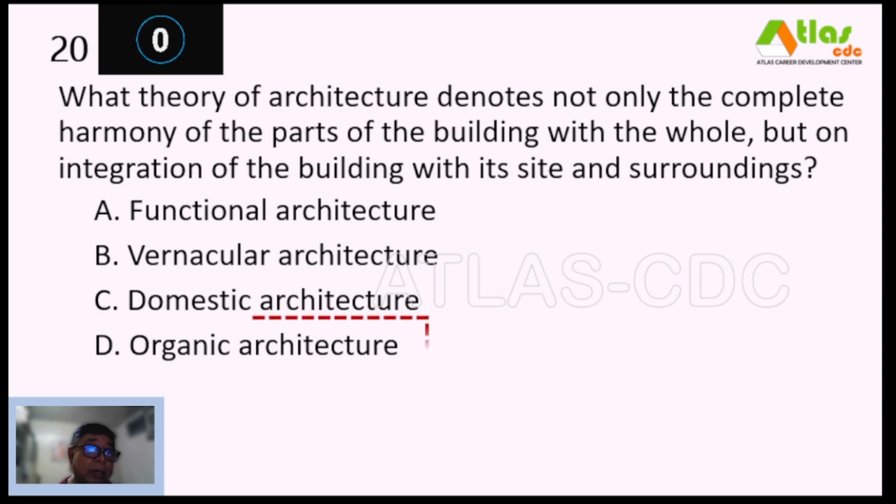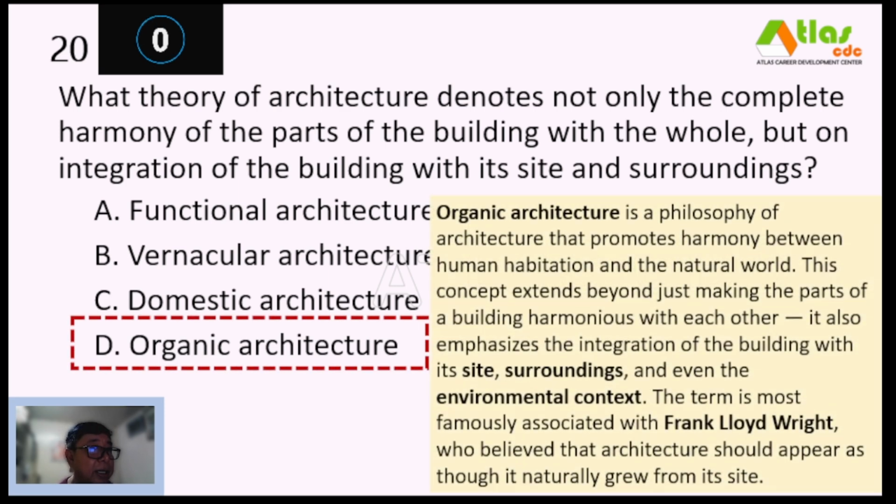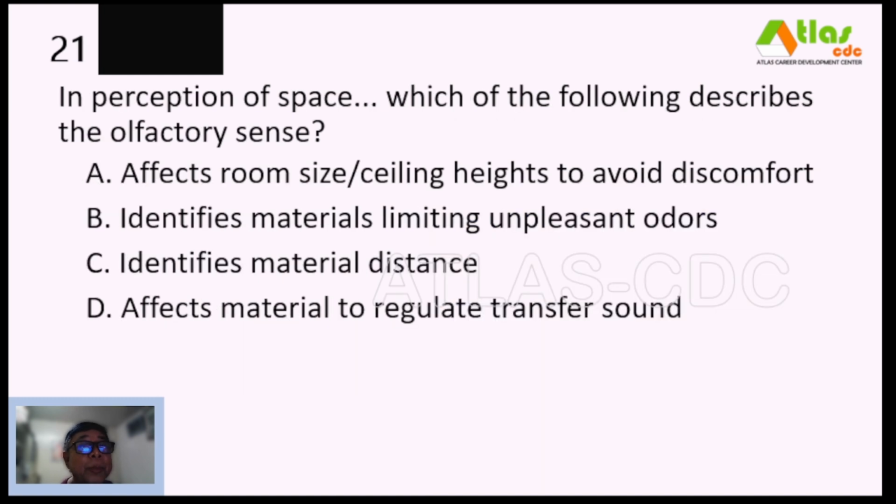And our correct answer is letter D, organic architecture. So organic architecture is a philosophy of architecture that promotes harmony between human habitation and the natural world. This concept extends beyond just making the parts of a building harmonious with each other. It also emphasizes the integration of the building with its site, surroundings, and even the environmental context. The term is most famously associated with Frank Lloyd Wright, who believed that architecture should appear as though it naturally grew from its site. Number 21.